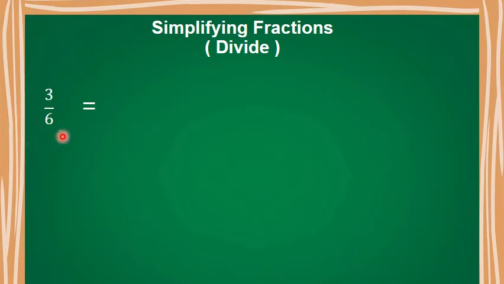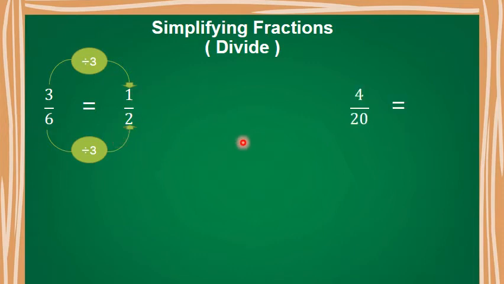3 over 6. When I simplify, first I ask myself, 3 and 6, in which timetable do 3 and 6 exist? 3 and 6, yeah, in the timetable 3. So I can divide 3 up, divide 3 down. 3 divided by 3 and 6 divided by 3 will be 1 over 2.